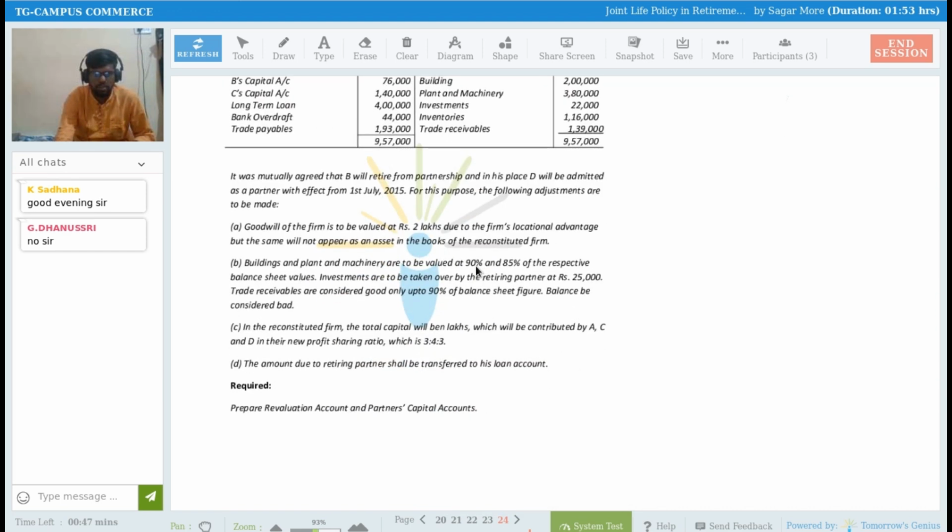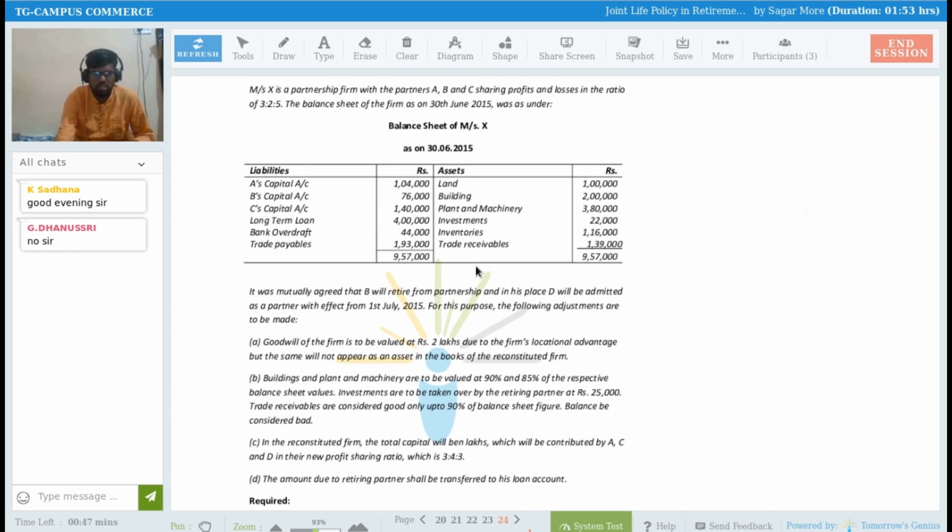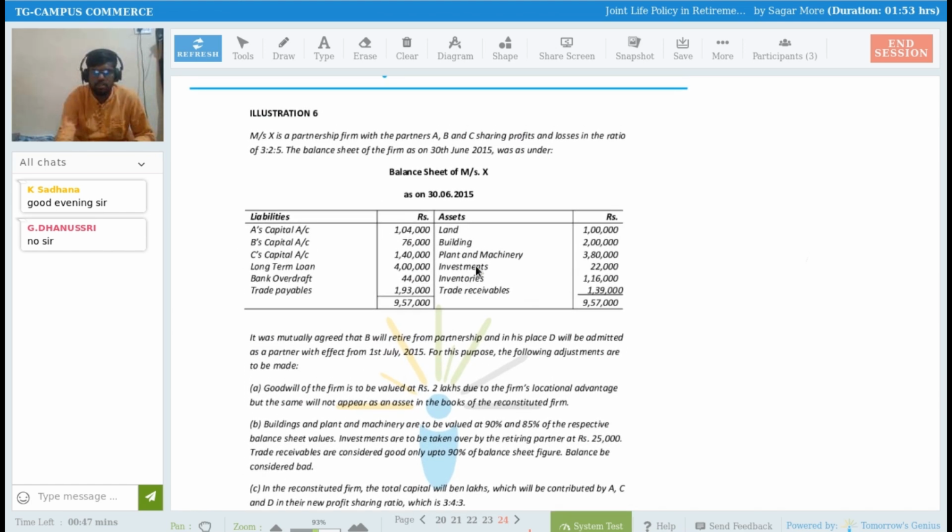Now, let's solve some questions from your CA Foundation exam, right? See this question. It's purely from your CA Foundation. Messrs. X is a partnership firm with the partners A, B, and C, sharing the profits and losses in the ratio of 3:2:5. The balance sheet of the firm on 30th June 2015 was as under. So the balance sheet is given on 30th of June, right?